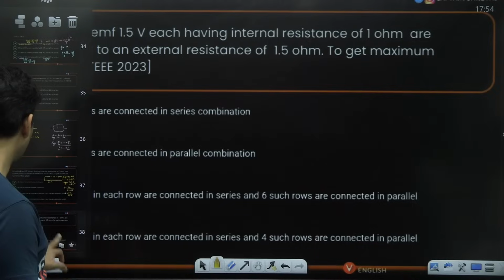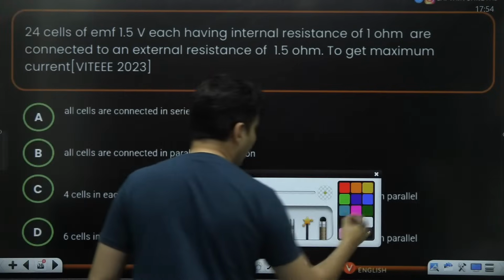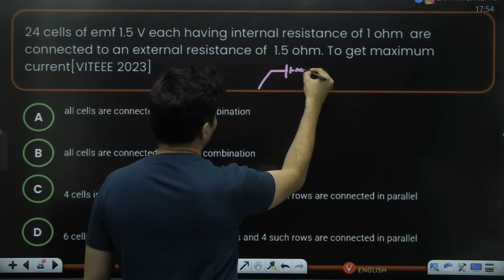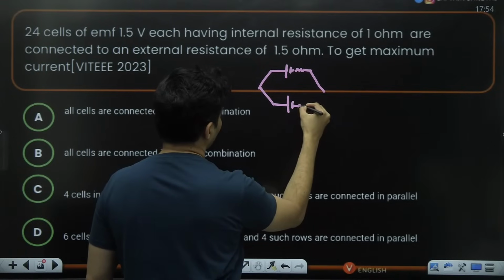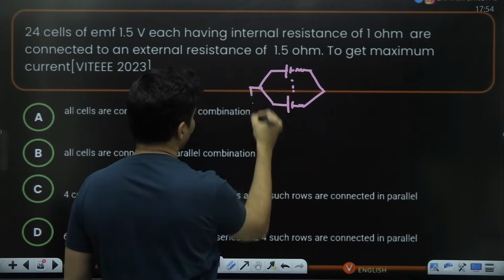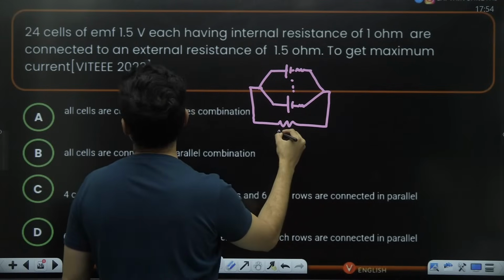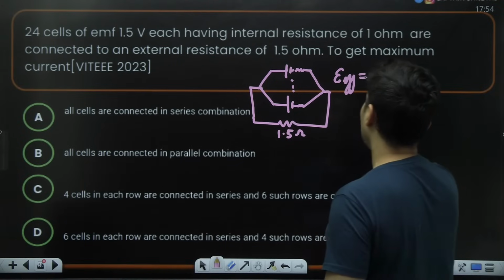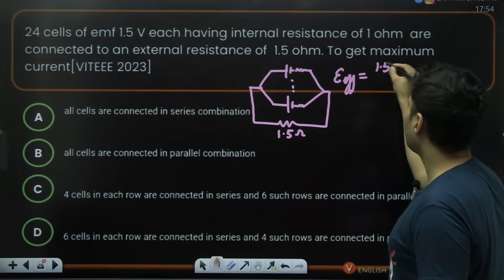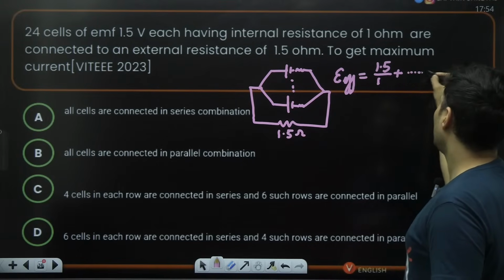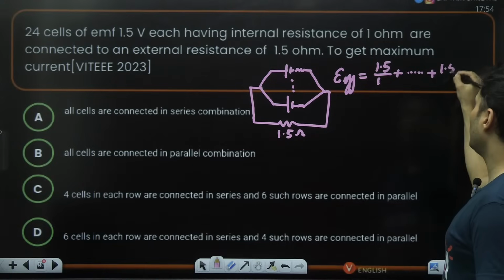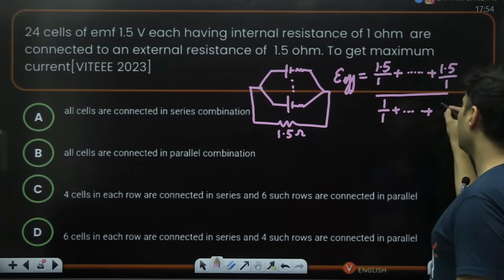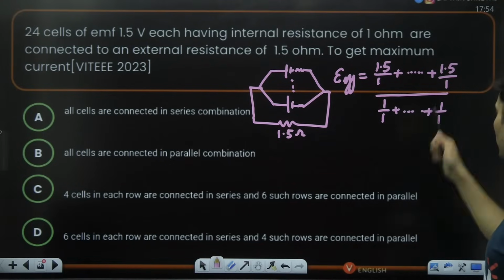Then imagine if they are in parallel, what will happen if all of them are in parallel? Imagine now all these 24 batteries are in parallel, and then they are connected to this external resistance of 1.5 ohm. What will be the effective EMF? Try this out. E1 is 1.5, resistance 1 is 1. Like that, you will get 24 terms, 1.5 by 1, 24 terms. Again, 1 by R1 plus 1 by R2, like that, 24 times you will get it.